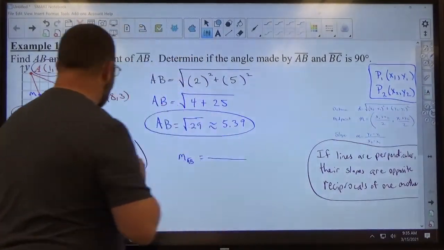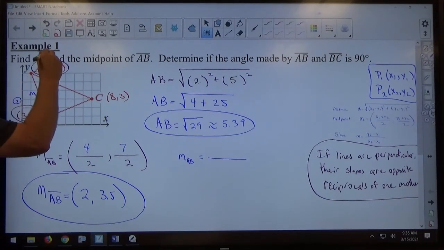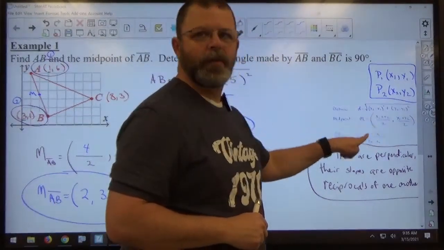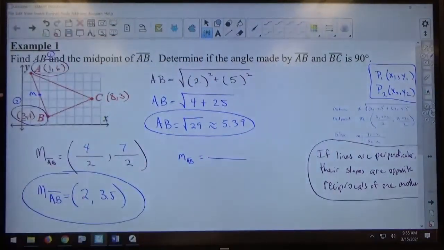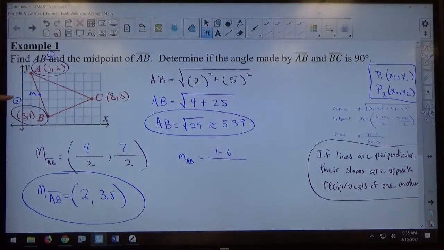The slope of AB, if I apply the slope formula here, point A or point B is point 1 or point 2, it doesn't matter, but the order of subtraction matters in this formula. I'm going to call this point 2. I'm going to call this point 1. And the formula says I'm supposed to take the second y minus the first y over the second x minus the first x. So if this is point 2, the second x and y, this is point 1, the first x and y. If I do y minus y, it's going to be 1 minus 6 on top. And x minus x is going to be 3 minus 1 on the bottom.